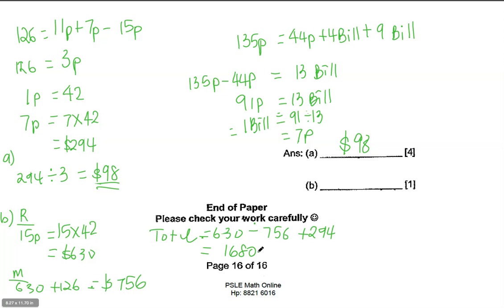And we should get 1680. So the fraction will be expressed as such. So the fraction will be written as 294 for Peter, and the total amount is 1680. And if you reduce to the lowest term, you should get 7 over 40. So part B is 7 over 40.